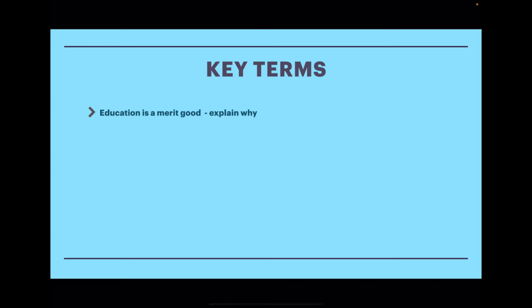So key terms. Education is a merit good. Why is education a merit good? Well, it's a merit good because it's got positive externalities associated with it. What are those positive externalities? So if people are better educated, they're going to get better jobs and they're going to be paying more in tax in the future. But if you have people that are better educated, for example, engineers or people in IT, they're going to come up with new inventions, which is going to be better for society because we're all going to benefit from those new innovations. Define market failure. So that's where the free market fails to effectively allocate resources.